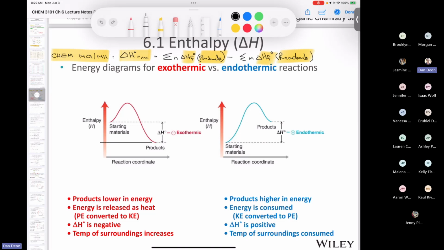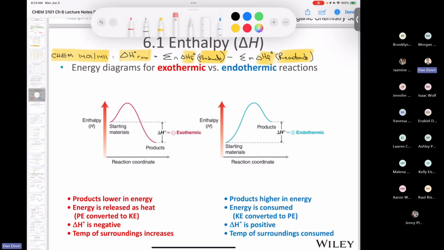If we take a low number and we subtract a high number, so let's say you take a low number like 1, subtract a high number like 2, what do you get? You get a negative number. So that explains why the delta H for an exothermic reaction, where the products are more stable than the reactants, is negative according to the formula. So we see here that energy is released as heat, which is a kinetic energy. The delta H is negative, and the temperature of your surroundings in an exothermic reaction is going to increase.